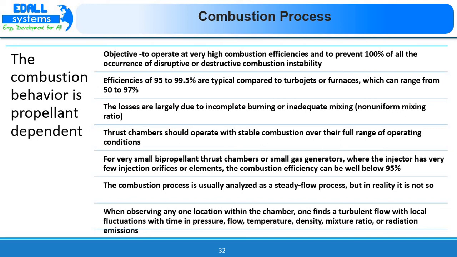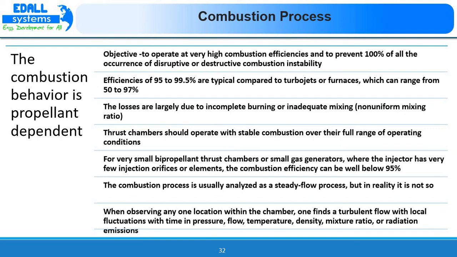Efficiencies of 95 to 99.5% are typical, compared to turbojets or furnaces which can range from 50 to 97%. This is due to the very high reaction rates at high combustion temperatures and the thorough mixing of fuel and oxidizer reaction species by means of good injection flow distribution and gas turbulence. The losses are largely due to incomplete burn or inadequate mixing, that is, non-uniform mixing ratio.